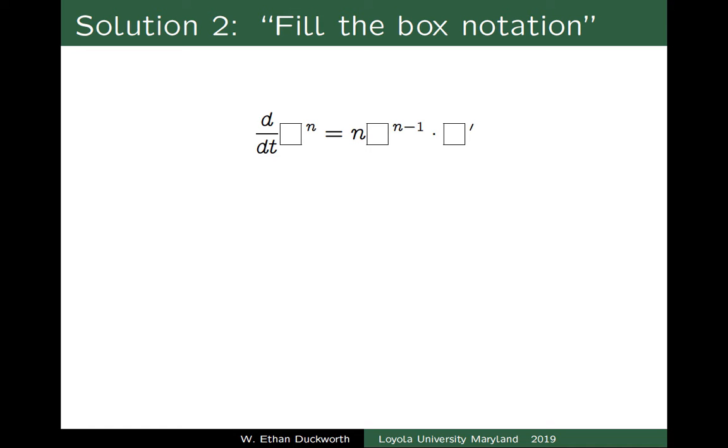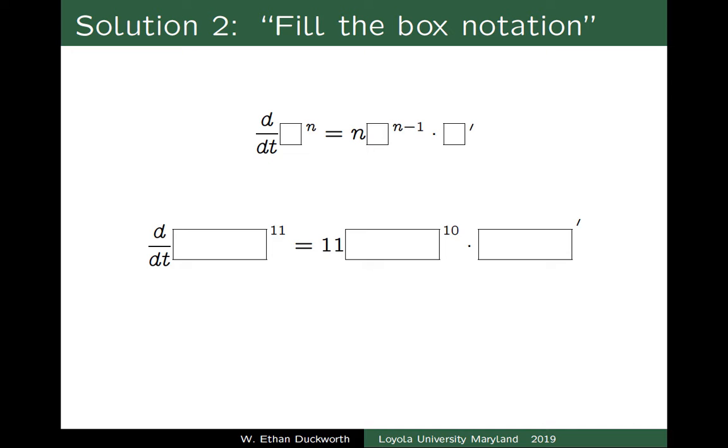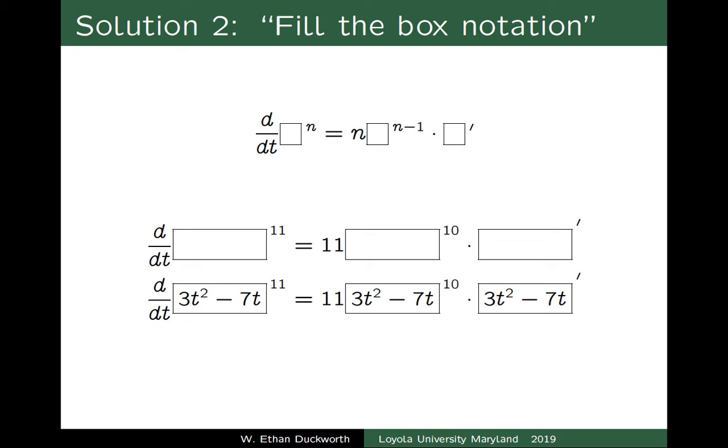Okay, so now I'm going to rewrite that with the power that we have in this problem. That's to the 11th power, so the derivative of box to the 11th, and so on, 11 times box to the 10th. And I'm going to put the stuff that's inside of this formula, the original function rather, inside of the box. So let me actually make it a little bit bigger to make room. And then inside of that I will put the 3t squared minus 7t.